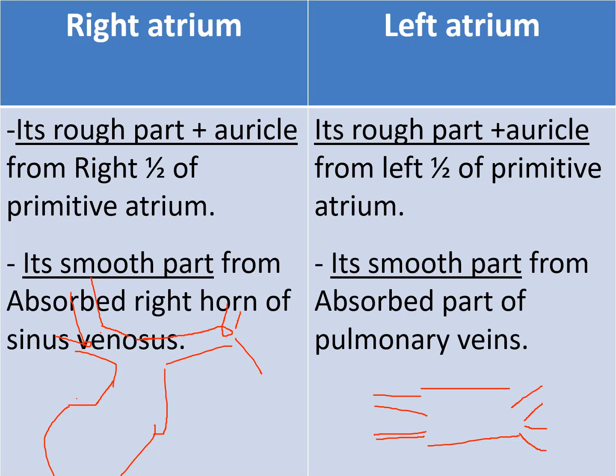Okay, so if you examine the left atrium, you will find that most of it is smooth, and this is coming from the absorbed pulmonary vein, the trunk and the two pulmonary veins, the left and right. So they became part of the left atrium. I hope this is clear for you. Okay, this is all about the sinus venosus and the atria.